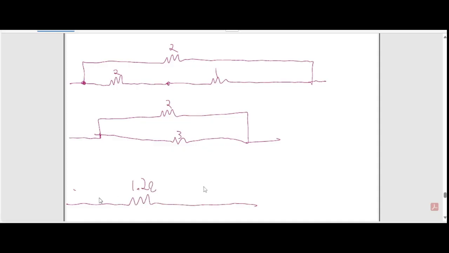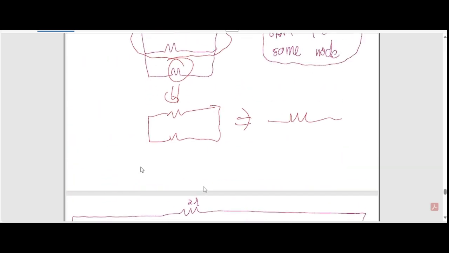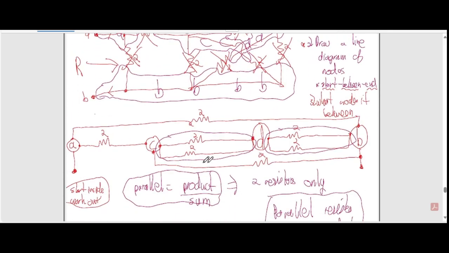1.2. So this is A. Remember this was A. Remember this was B, right? The question was to reduce the resistances between A and B to 1. And that's what you did. So I'm going to run it through again. So we started with this big circuit here.